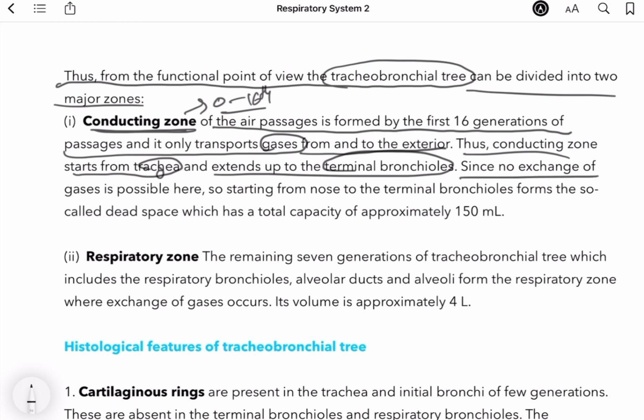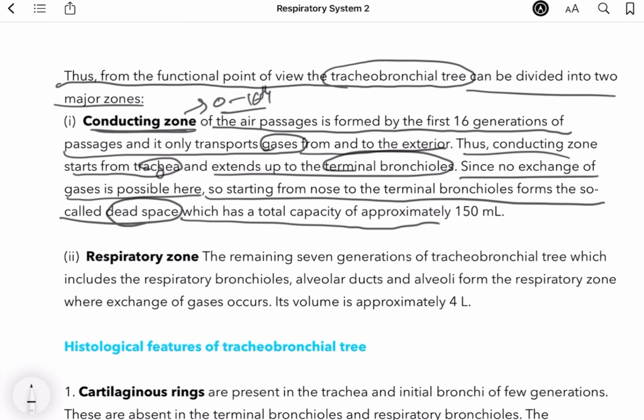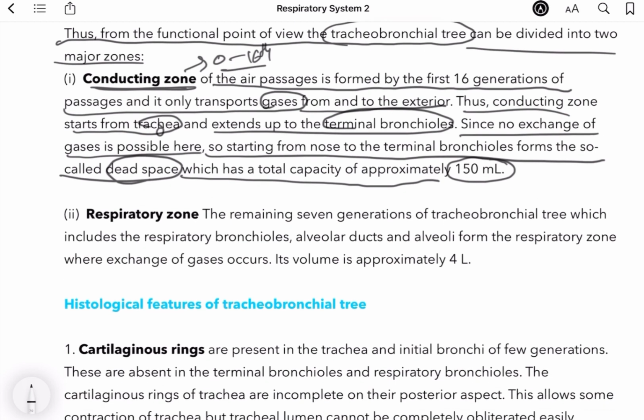Since no exchange of gases is possible here, everything from the nose to the terminal bronchus forms the so-called dead space. So this conducting zone is also known as dead space because there is no exchange of gases over here, and it has a total capacity of approximately 150 milliliters. Remember this, okay? The conducting zone starts from the trachea, ends at the terminal bronchus, is also known as dead space, 150 milliliters is the capacity, and has no exchange of gases.